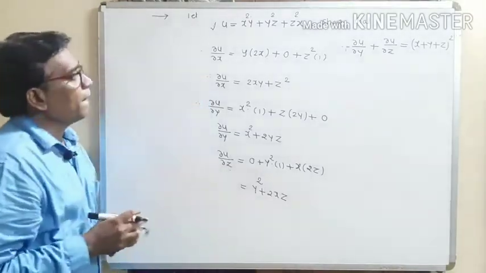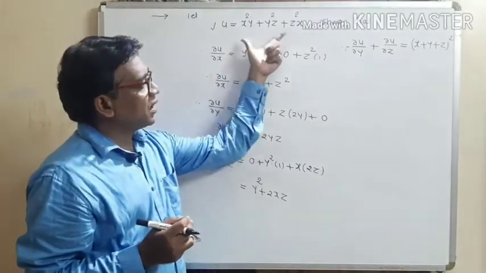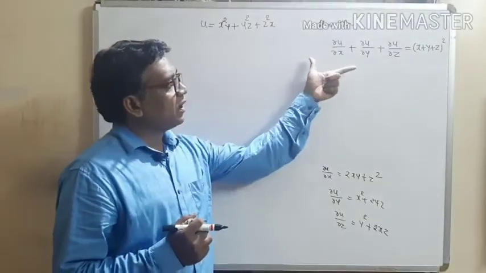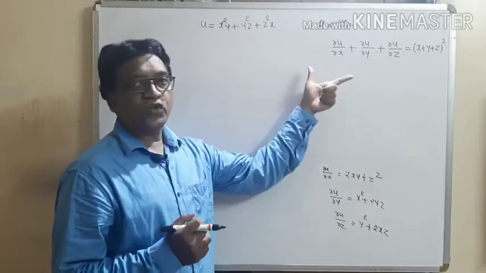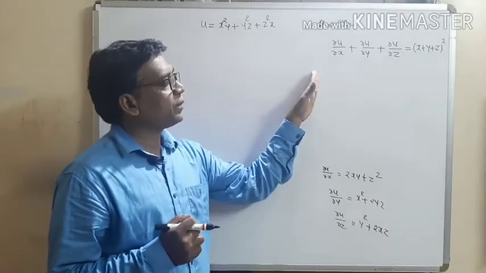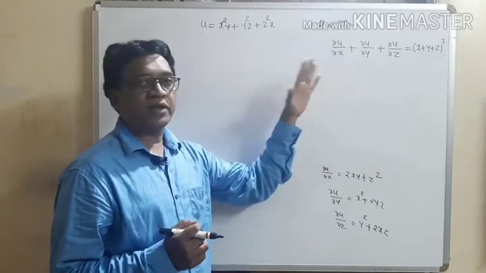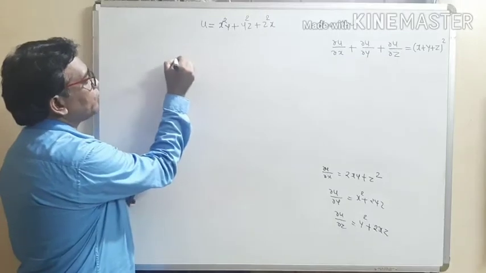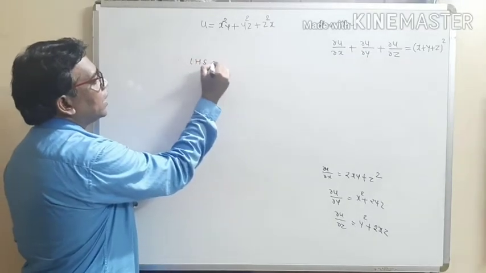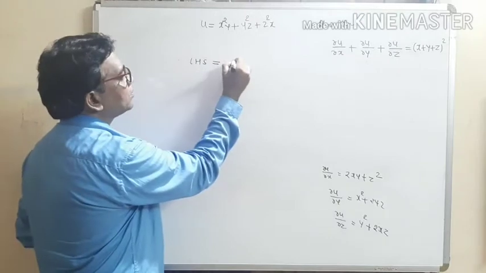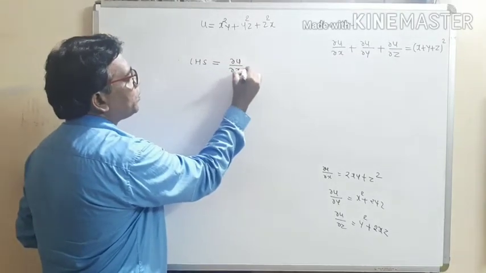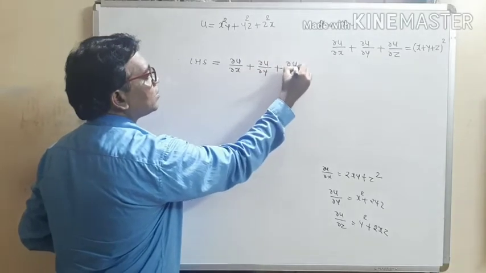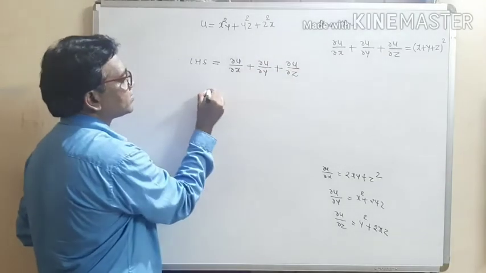So see what is given. u is given, and we want to find these three partials. So let us find the left hand side, that is the addition of the three partial derivatives ∂u/∂x plus ∂u/∂y plus ∂u/∂z. So write down this LHS. Therefore, LHS is equal to ∂u/∂x plus ∂u/∂y plus ∂u/∂z.